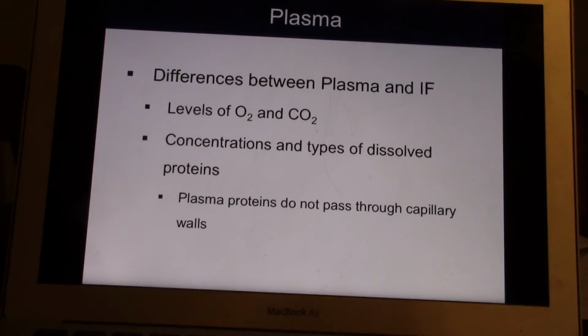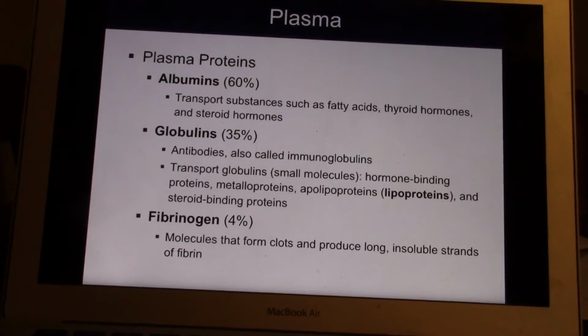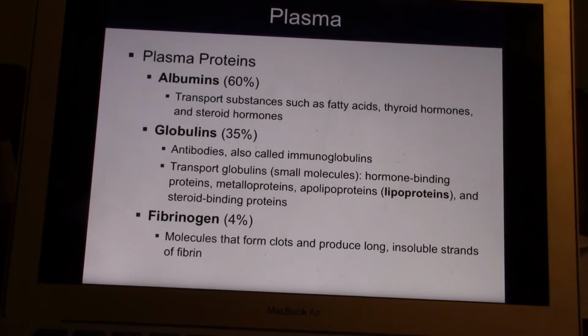There are a lot of proteins we'll talk about, and the thing you need to realize is that while the water and the small things go in and out through the wall of the capillaries, the plasma proteins do not. They're big, and they just don't go back and forth through the wall of the capillaries. Let's talk about plasma proteins for just a minute, because there are several types that you should be aware of.